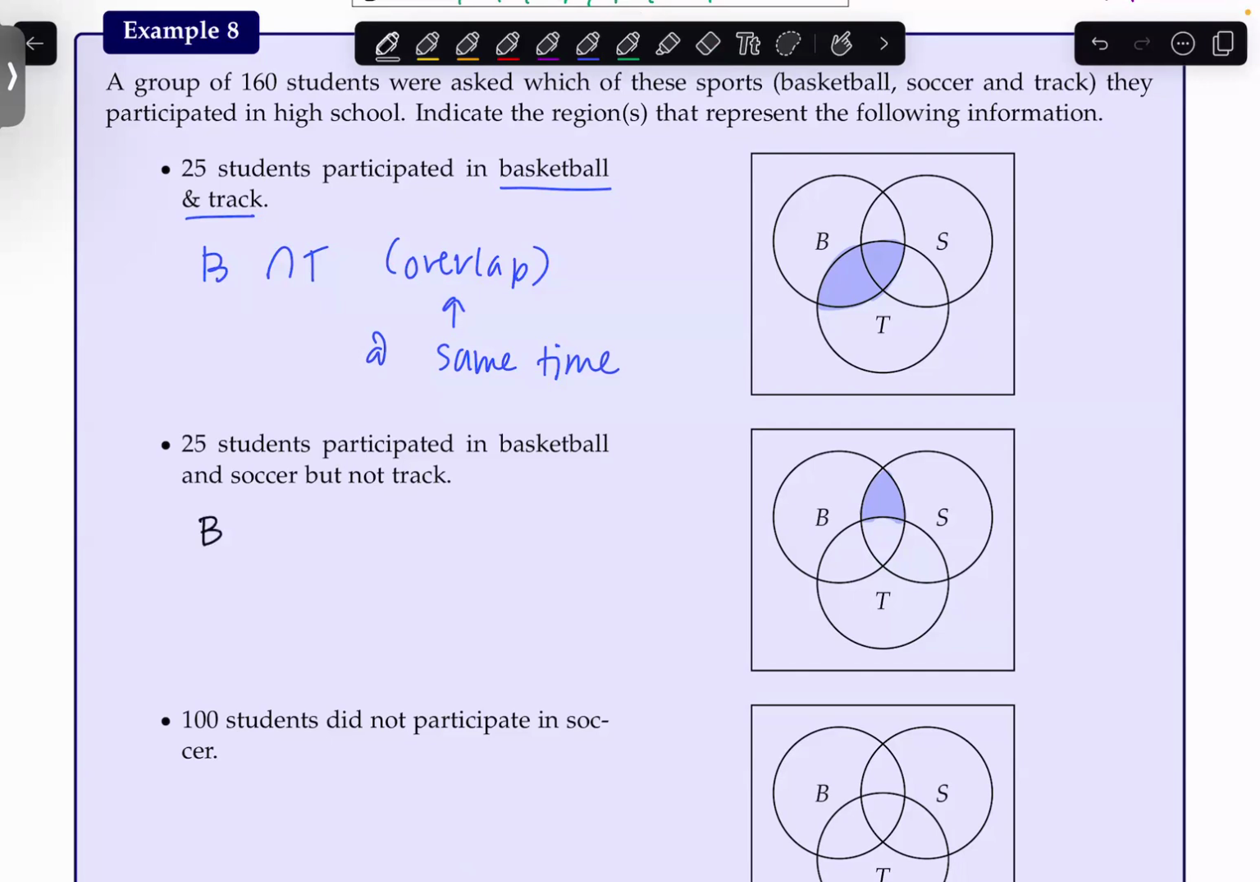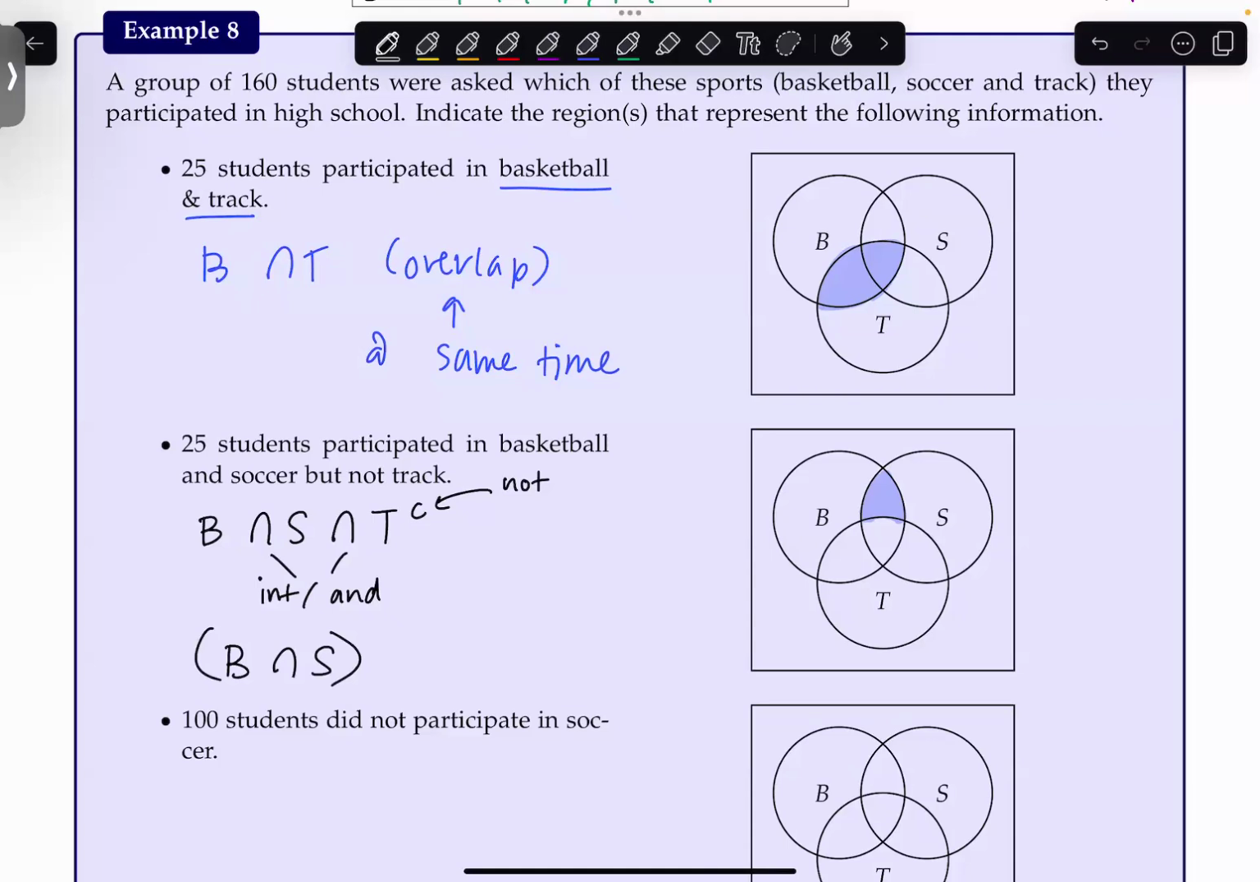How could we represent this in our set notation? We want basketball and we want soccer, and at the same time, we don't want the track students. So again, remembering that this complement means not, and these intersections mean and. Another way that we could write this in terms of set minus is we're going to take the people who are in basketball and in soccer, and then take away, set minus, the track students, right? It gives us two different ways to do this.